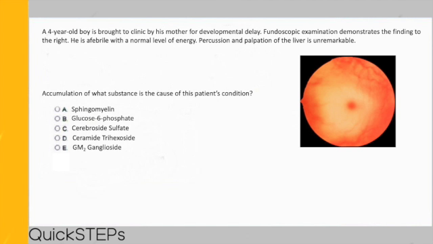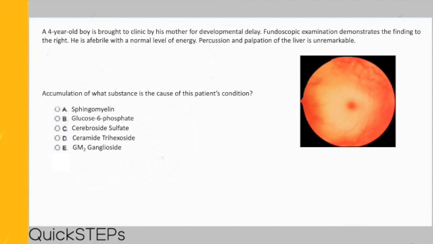A. Sphingomyelin buildup. Well, that's hallmark for Niemann-Pick. B. G6P, or glucose-6-phosphate buildup, is von Gierke's disease. C. Cerebroside. So that could either be Krabbe or Gaucher's, whether it's gluco or galactocerebrosidase. D. Ceramide trihexoside. Well, that's Fabry, right? Fabry. And E. GM2 ganglioside. Well, that's what's building up in Tay-Sachs disease.